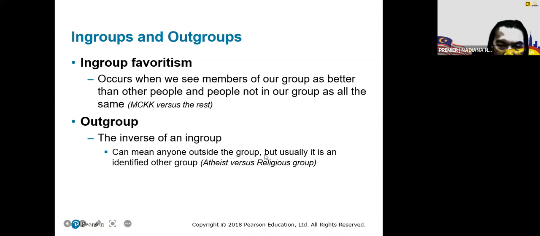It can mean anyone outside the group, but usually it's an anti-other group. That is, people label other people as atheists, atheists versus religious group. Atheists means they don't believe in the existence of God. Religious means they believe there is God.